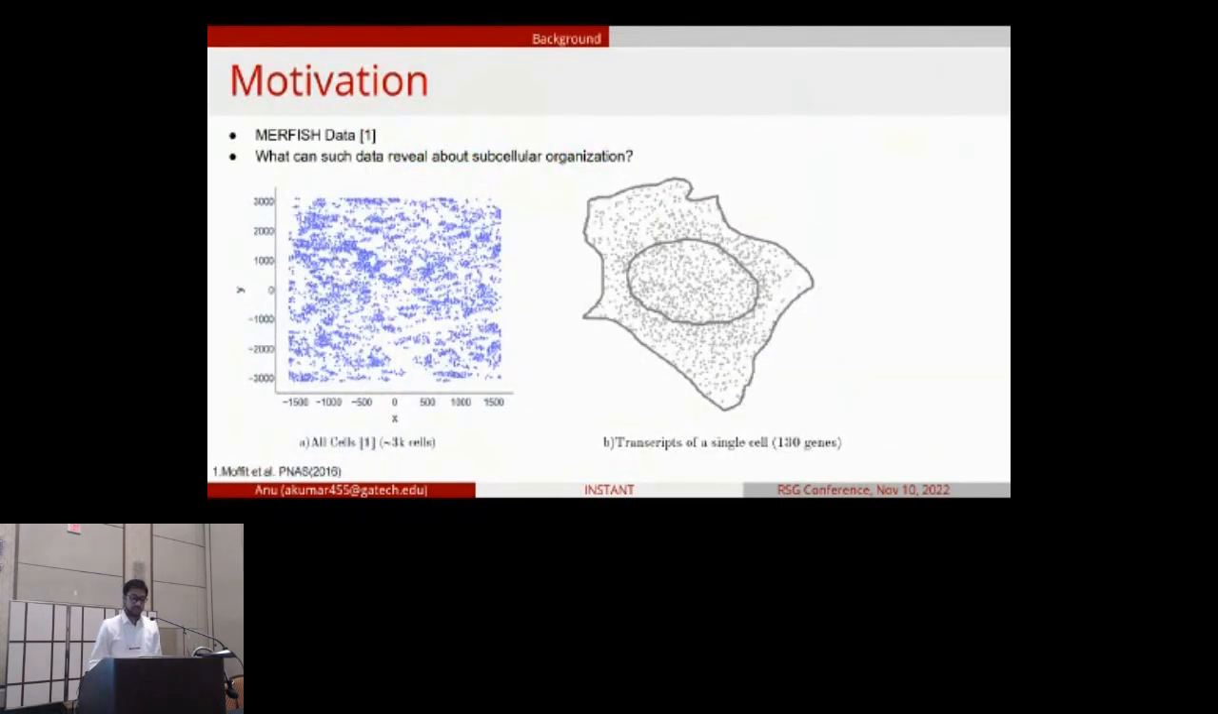So recently we have seen a large amount of data generated at single molecule resolution from technologies like MERFISH and seqFISH. In the left panel, each dot corresponds to a cell, and in the right panel, you have a zoomed in version of a cell where each dot corresponds to a transcript. In this project, we asked a simple question: what can such data reveal about subcellular organization?